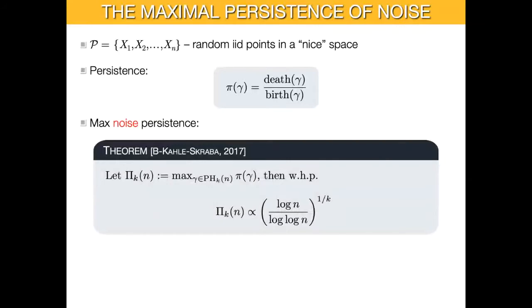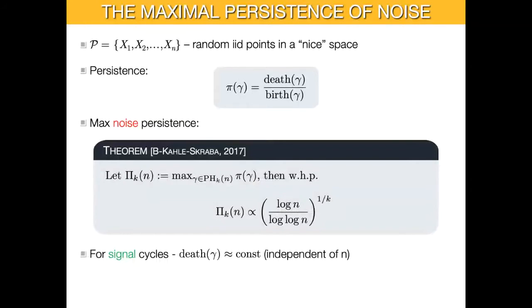And the theorem is that if we take the size of the largest cycle, which is random, we cannot say much about it yet, but we know the order of magnitude. The order of magnitude scales like log n divided by log log n, to a power that depends on k, where k is the dimension of homology. This is work with Matt Kahle and Primož Skraba from 2017. So it gives you some measure of how big a cycle can be if it's coming from the noise part.